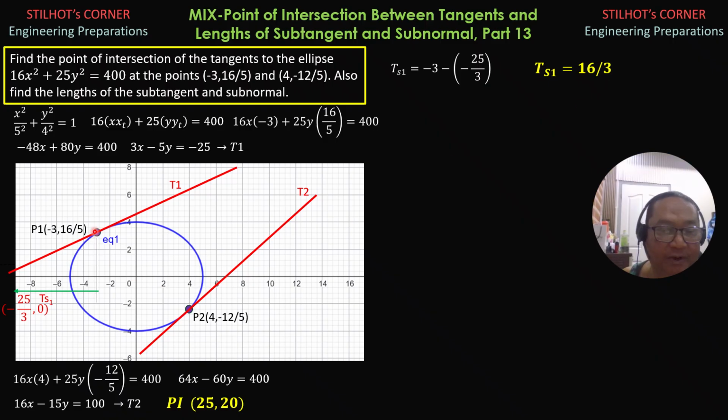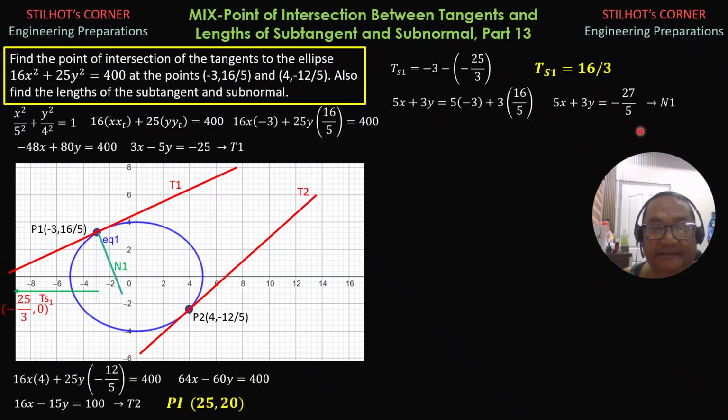Now for normal 1, we draw a line perpendicular to this, and this horizontal projection of normal line 1 is the length of the subnormal 1. To find the equation of normal 1, since it is perpendicular to that first tangent, we simply interchange coefficients and change the sign, and it passes through this point. So 5x plus 3y equals 5 times negative 3 plus 3 times 16 over 5. Simplifying that, that's 5x plus 3y equals negative 27 over 5.